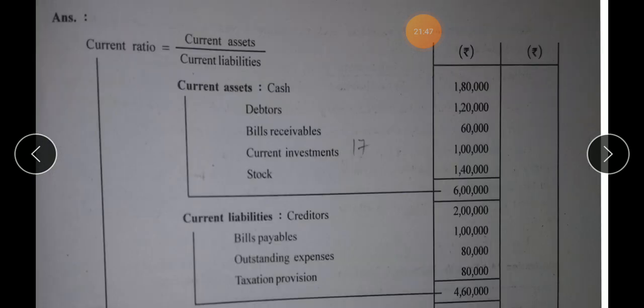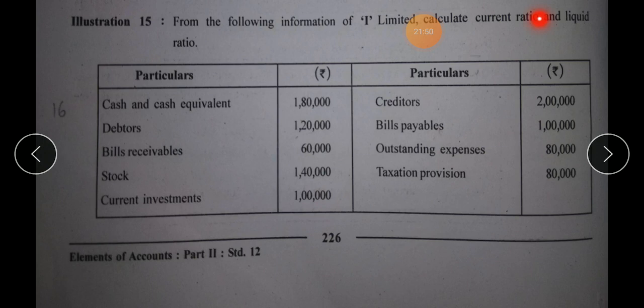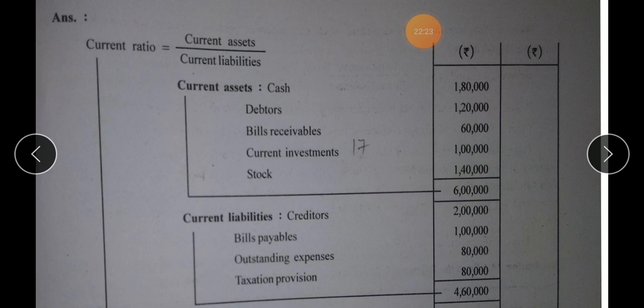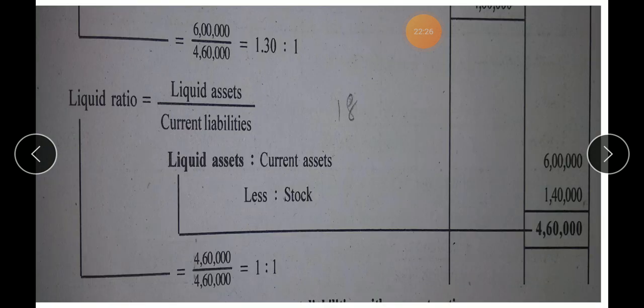The other question asked in illustration 15 is liquid ratio. What is the formula for calculating liquid ratio? It is liquid assets upon current liabilities. What are liquid assets? Assets excluding stock and expenses paid in advance. But in these current assets, there is no expense paid in advance. So simply you will deduct the amount of stock from total current assets. Yes, and you will obtain liquid assets.